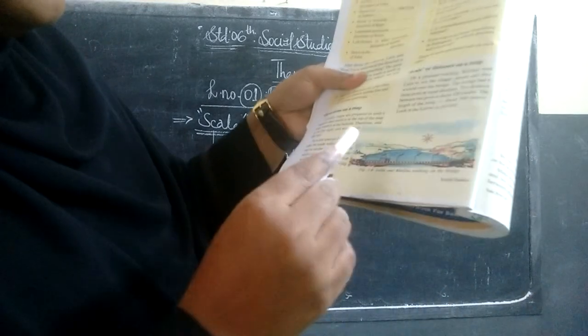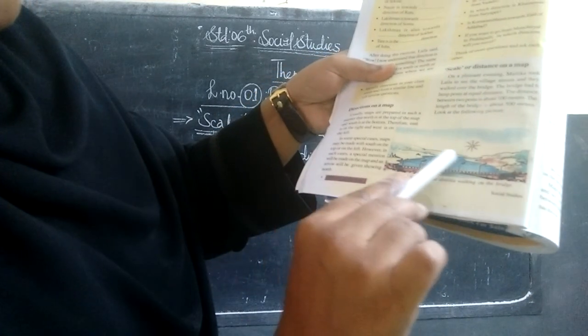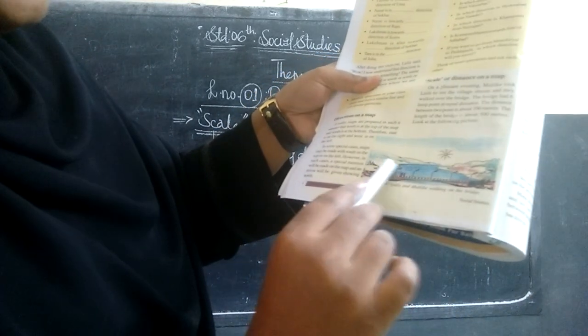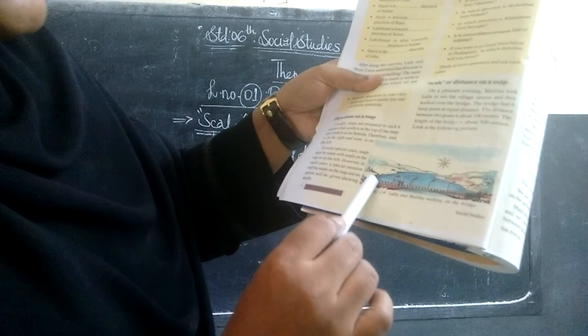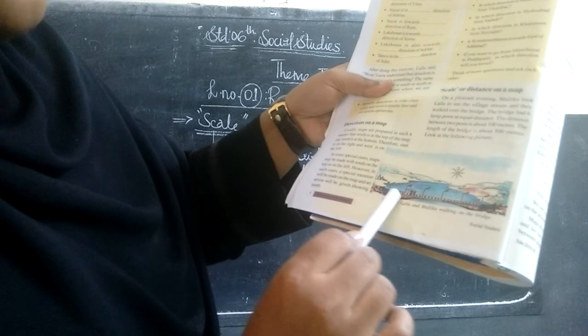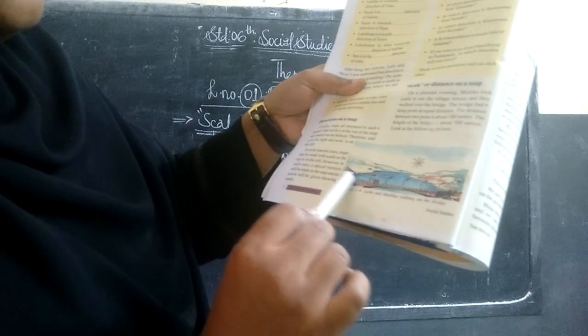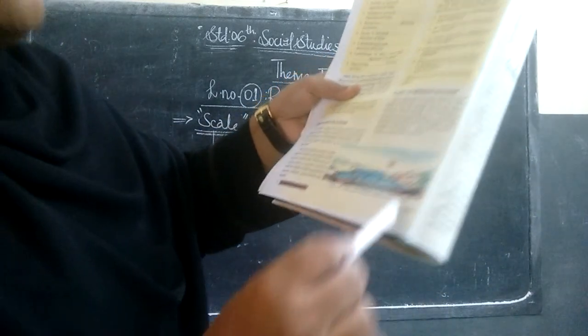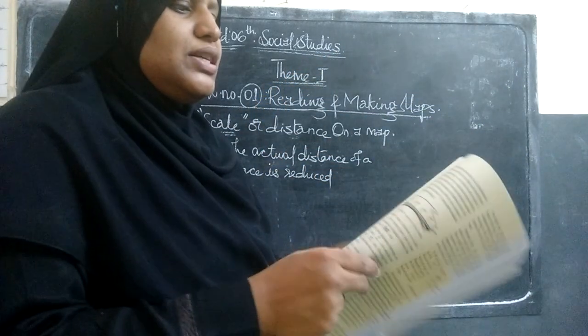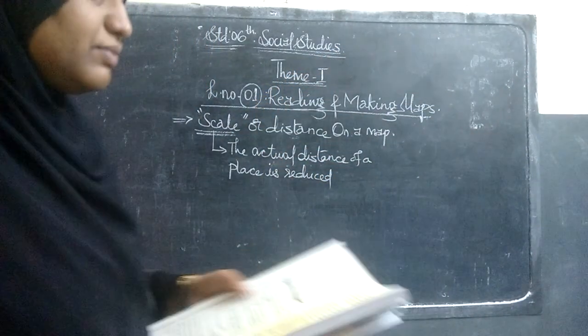So what they are saying: the bridge has 6 lamp posts. So 1, 2, 3, 4, 5, 6. So 6 lamp posts, and the distance between two posts, this is one post, second post, is 100 meters. And the length of the bridge, the complete length from here to here, is about 500 meters. In this way they have been discussing.